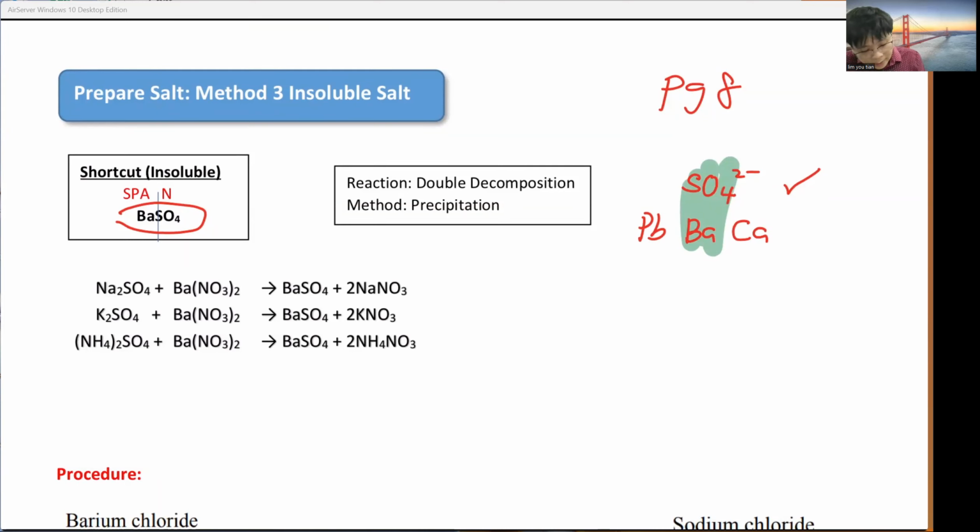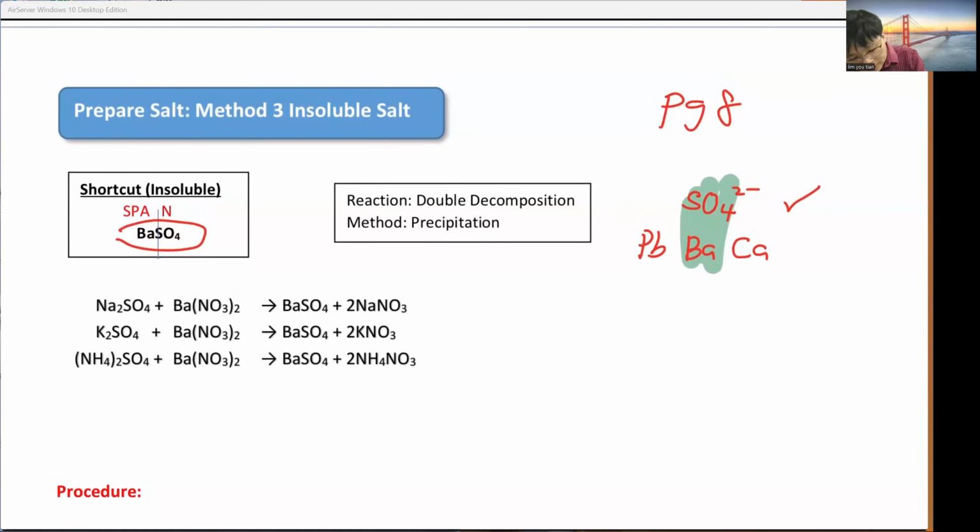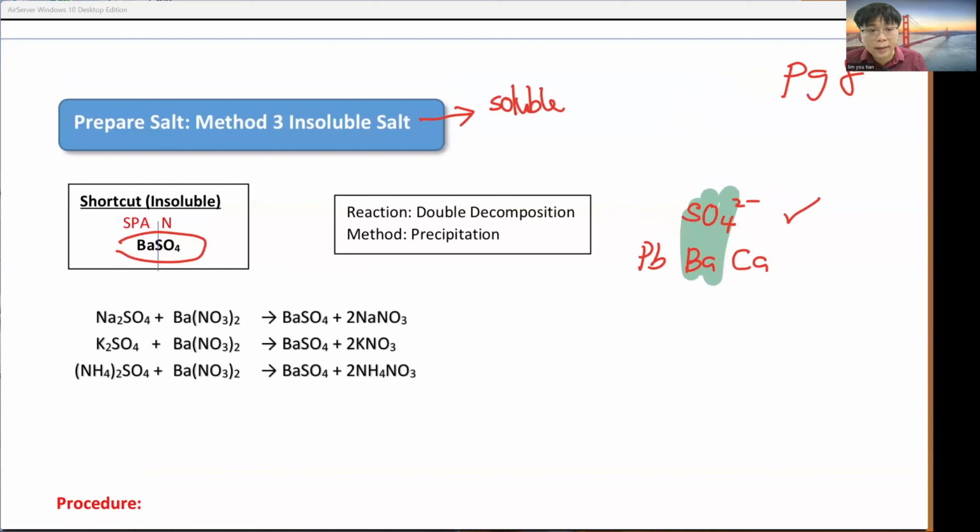So to prepare insoluble, the idea is very simple. To prepare insoluble salt, you need to use soluble things. You see, to prepare insoluble salt, you have to use soluble reactants. Why? So that if you use soluble, right, insoluble and soluble, you can be separated. If you both use insoluble, cannot have reaction because it has reaction, but you're unable to separate them. So soluble and insoluble, you use soluble to prepare insoluble salt.